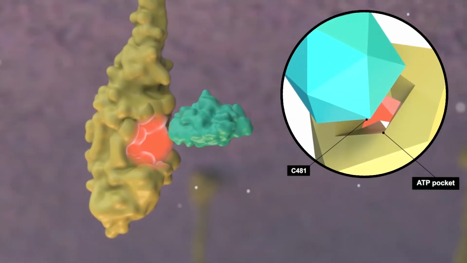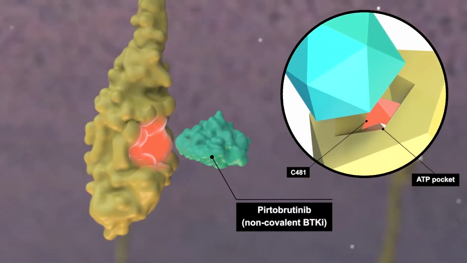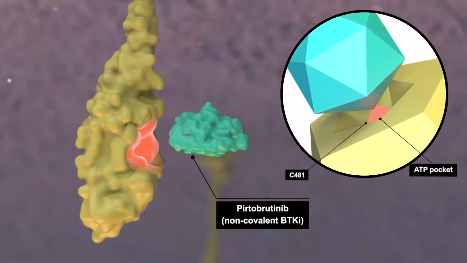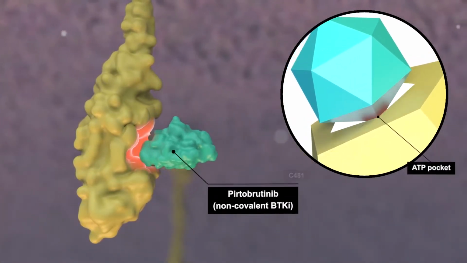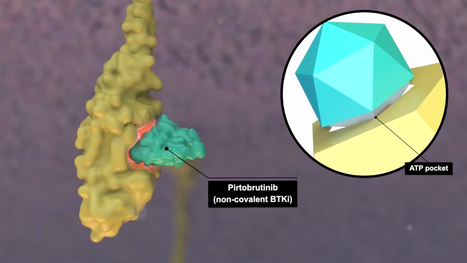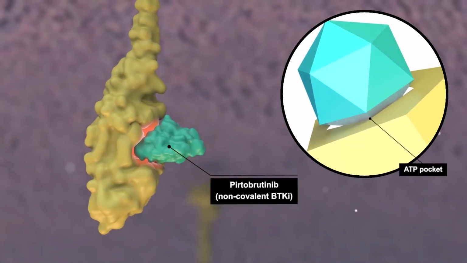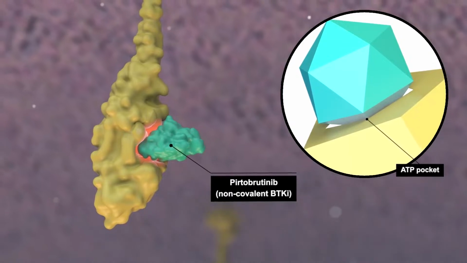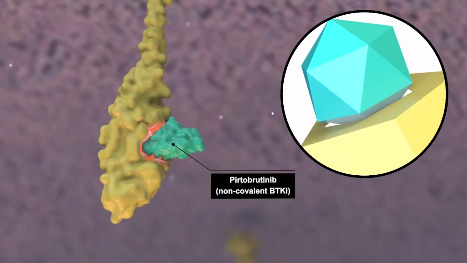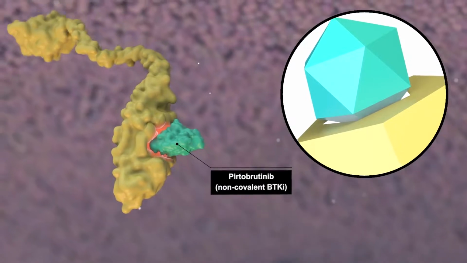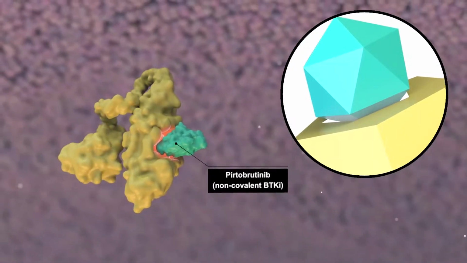One such agent is called pirtobrutinib, which is now FDA approved in relapsed refractory mantle cell lymphoma and CLL after at least 2 prior lines of therapy. This drug blocks the ATP binding site of BTK in a reversible, non-covalent fashion, which represents a different mechanism of action, and by doing so is able to overcome the resistance mutations that have occurred in patients who have progressed on a covalent BTK inhibitor.